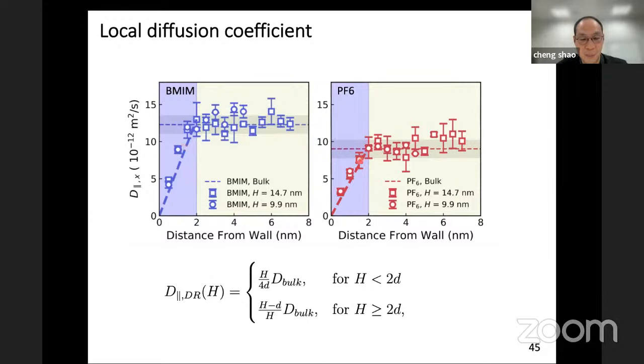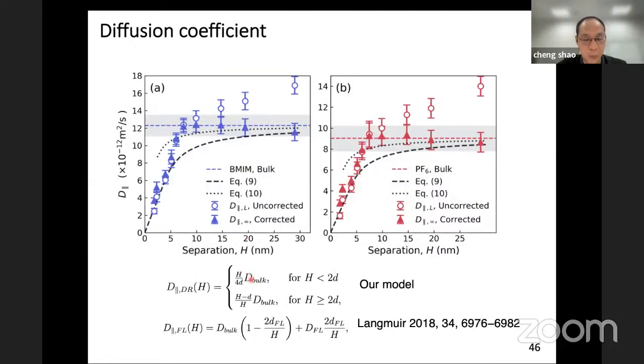So with that, we can also calculate the local diffusion coefficient of the cations and anions at different locations away from the wall. We find that once the ions are about 2 nanometers away from the wall, the local diffusion coefficient is more or less constant, and the value is equal to the bulk diffusion coefficient of the ions. But near the graphene wall region, within 2 nanometers, the diffusion coefficient shows a linear increase from zero to nearly the bulk value. And with that, we can come up with the total diffusion coefficient as a function of the wall separation.